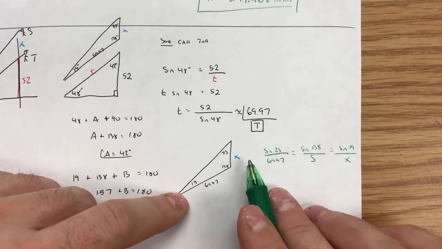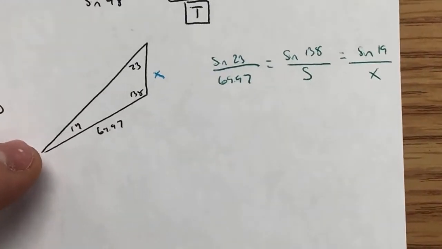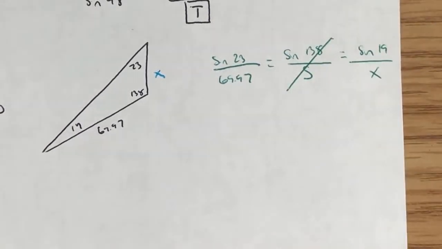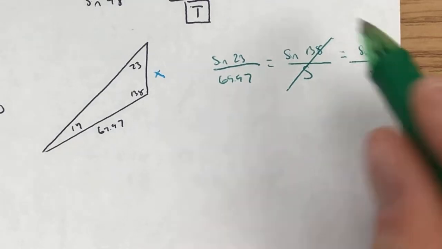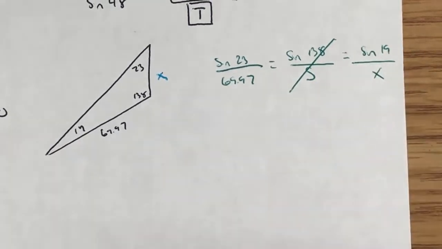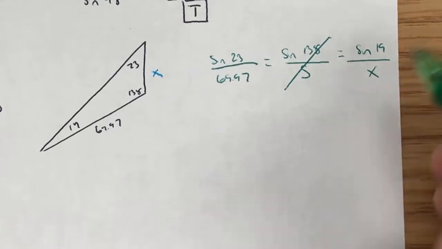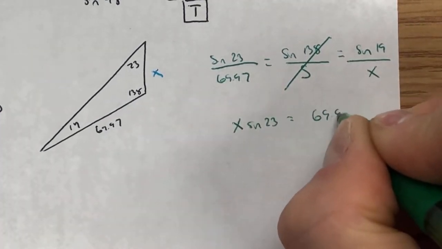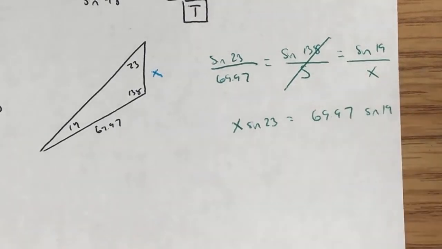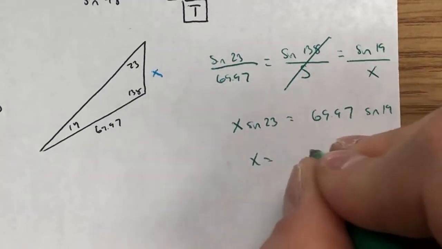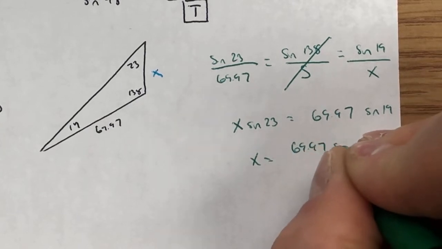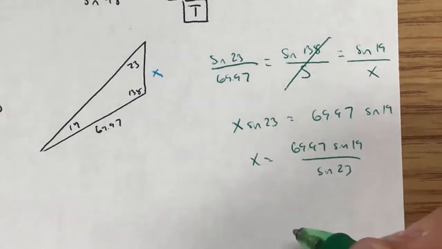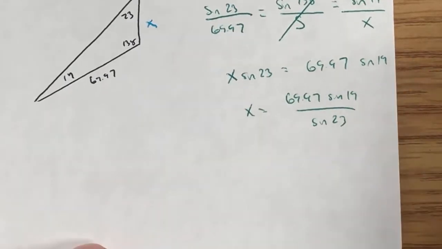Okay? I have my known value. I have my unknown value, the part that I'm going to ignore, and I have my desired value. So I'm going to relate these two equal to each other and solve for x. So I'm going to cross multiply. X sine 23 is equal to 69.97 sine 19, so x is 69.97 sine 19 divided by the sine of 23. And this is going to be the length of x. And this is the value that I'm going to be using.